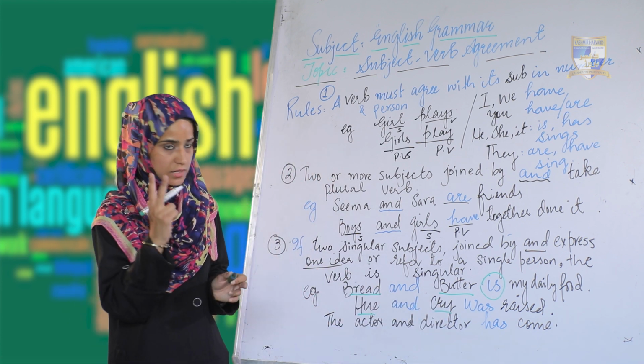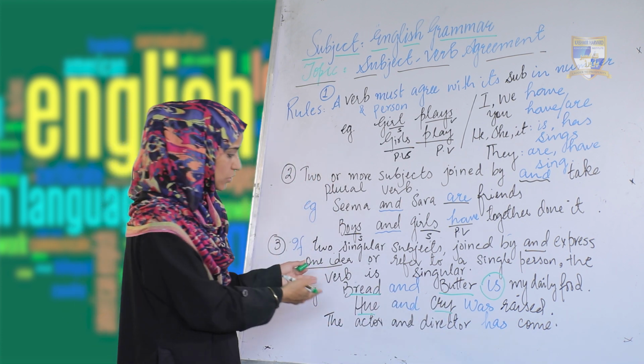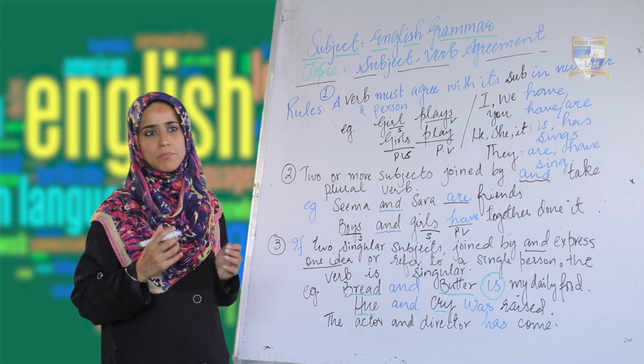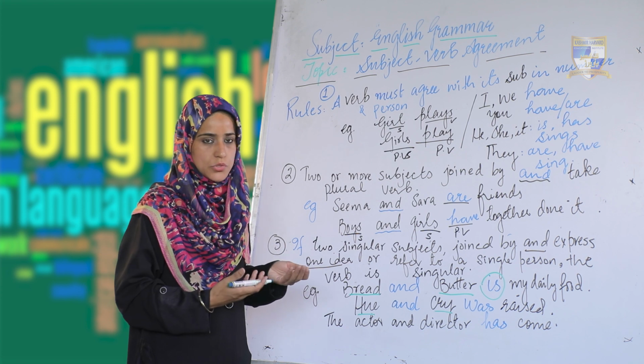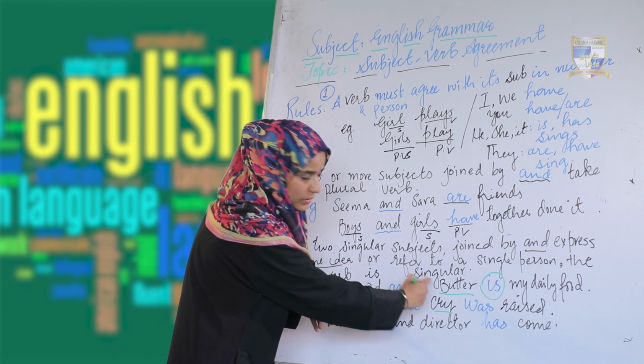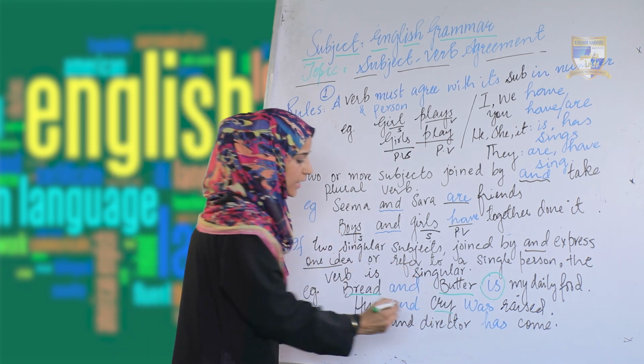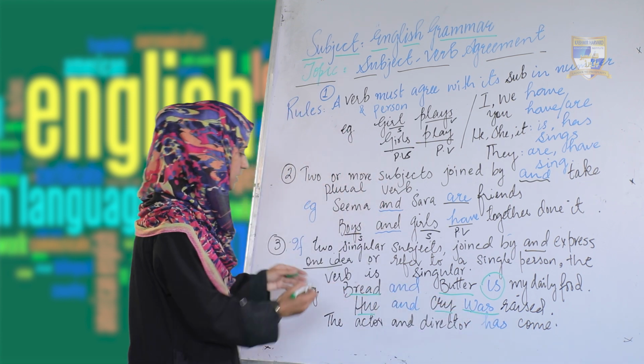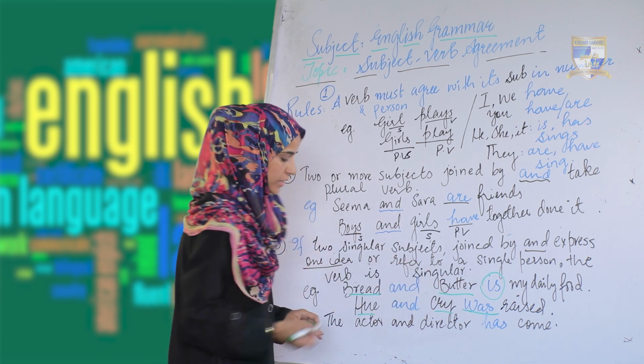Hue and cry are again two singular subjects joined by and, but expressing one idea, where hue and cry means noise or commotion. Here we treat both of them as one idea, and therefore the verb is singular, was. Hue and cry was raised.